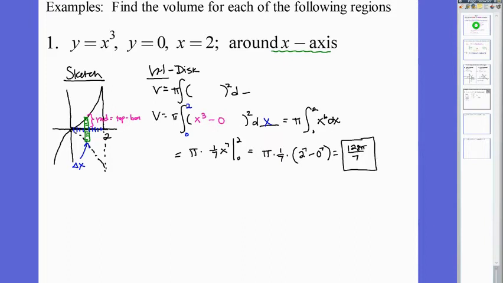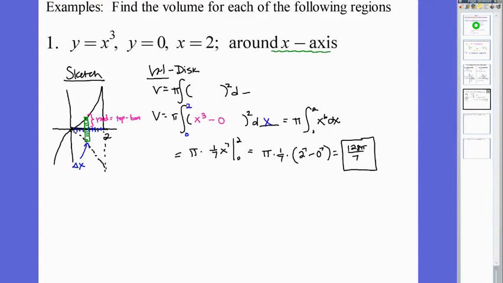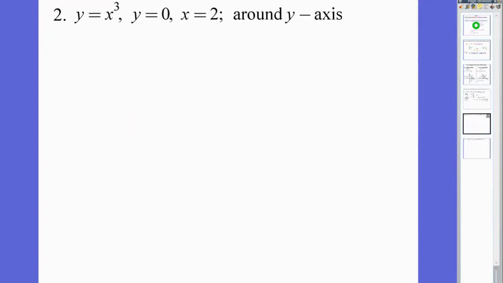And that's how it goes, you guys. So now let's check this out. Look at what I did to you. I gave you the exact same problem, the exact same equations, only we're revolving it around a different axis. So let's see what happens when we start adding in some other twists and turns.